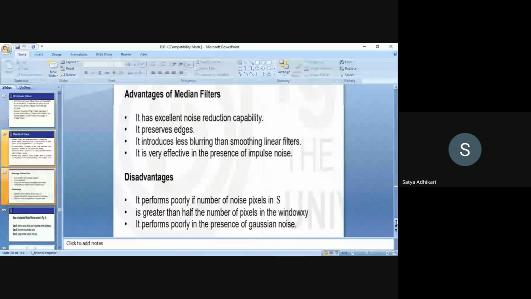If the number of noise pixels is greater than half of the total noise pixels in the window, then it performs very poorly. It also performs poorly in the presence of Gaussian noise. We know there are different types of noise, like impulse noise and Gaussian noise, for which the usual Gaussian transformation was used in the previous class. We'll discuss the topic of types of noise after this. But if Gaussian noise is present, its performance is low. So these are the two major drawbacks of the median filter.